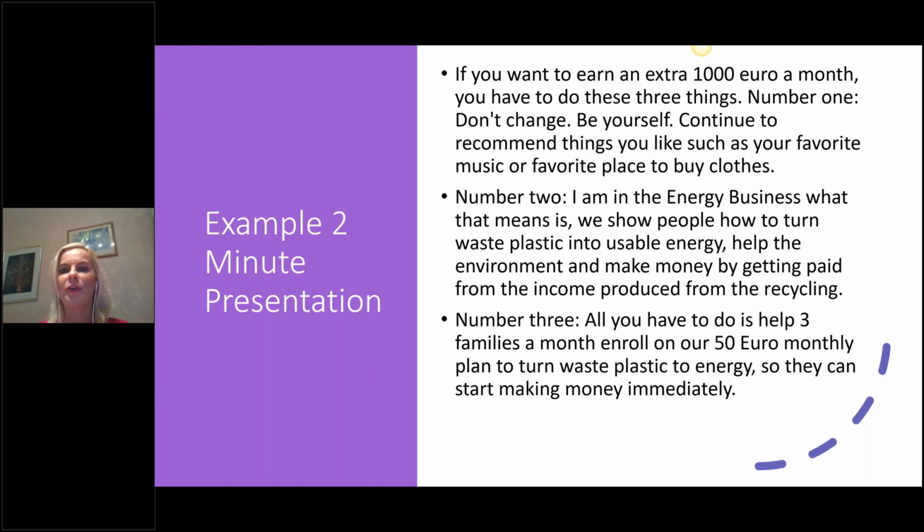And all you have to do is help 3 families also get on an energy plan, a 50 euro asset accumulation plan to turn waste plastic into energy, or to accumulate income producing assets in the energy space. Bingo. That's easy. That's not difficult. And you show them a presentation.